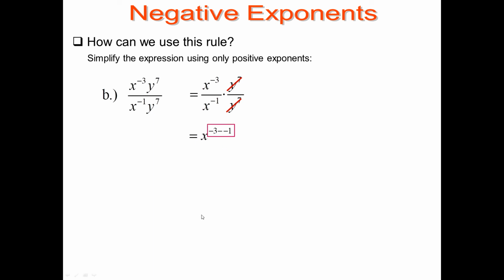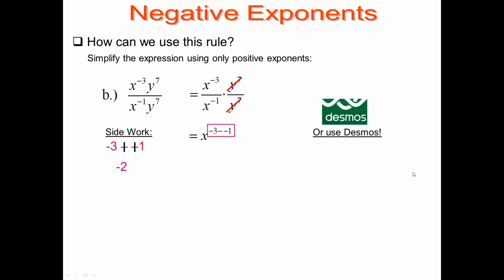Okay, so let's do a little side work. So I got negative 3 minus negative 1. So if you remember, you add a line, change the sign. So negative 3 plus 1 becomes negative 2. Okay, or you could have used Desmos. So if I plug this into Desmos, this is what I get. I get negative 2. I get the same result.